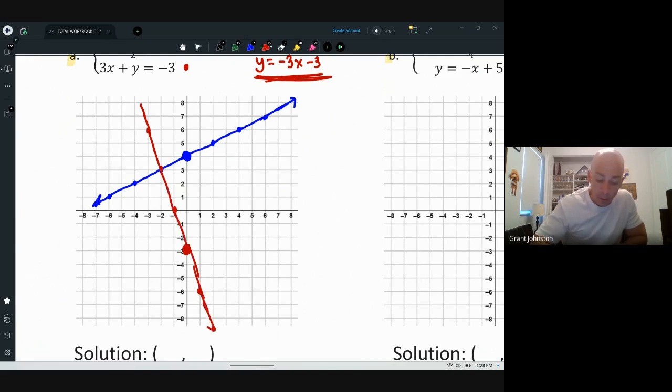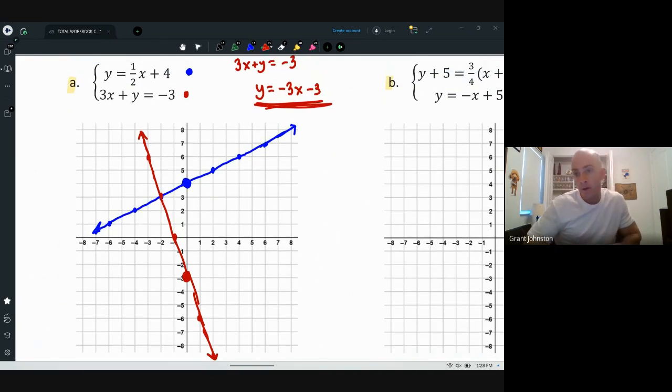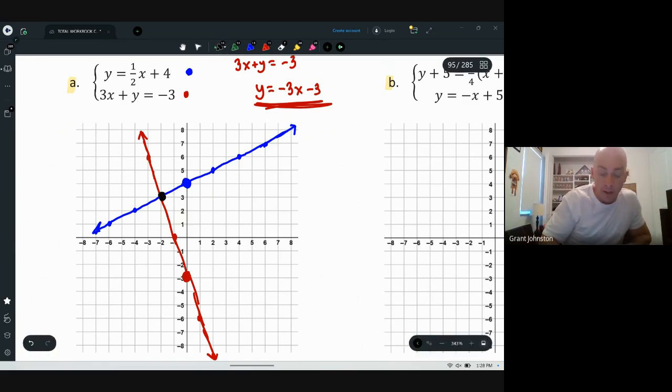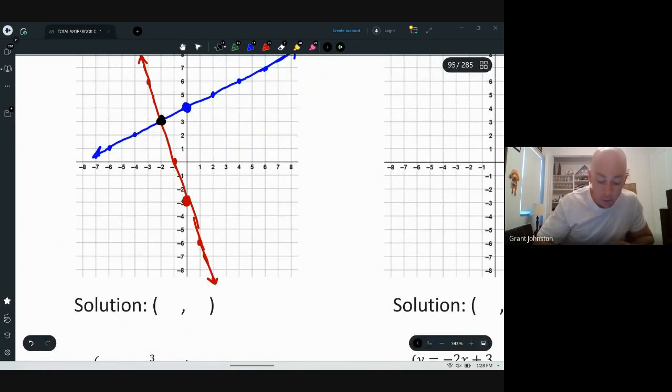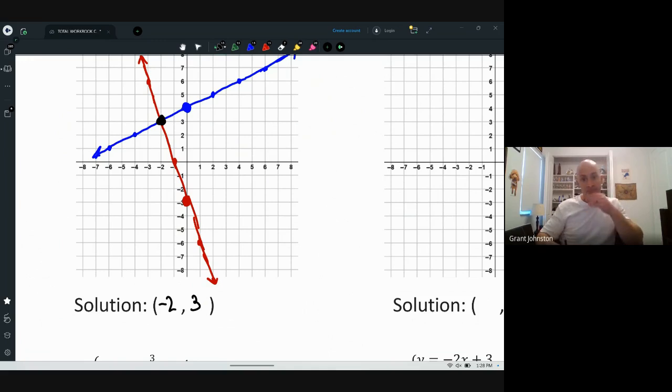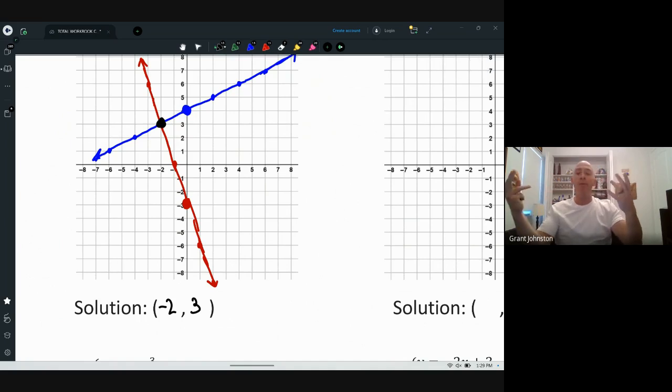So I've graphed both lines. And as we talked about prior, the solution to a system of equations when graphed is their intersection, where they cross. So if I look at this graph, it looks like they cross right here. And the coordinate of that point is -2, 3. So the solution is -2, 3. So again, when you solve a system of equations, you just need to graph both equations and then locate their intersection.